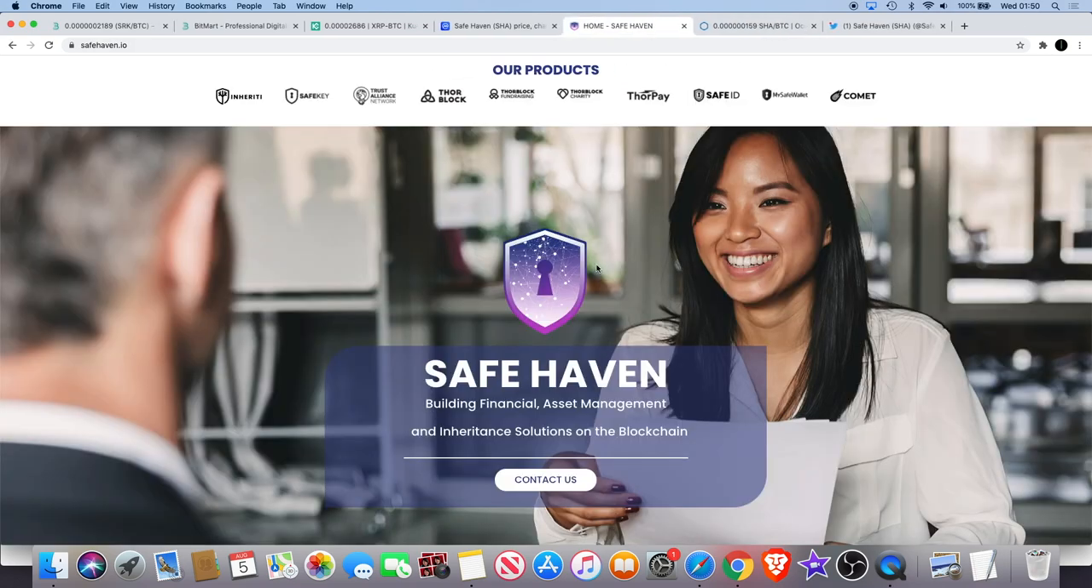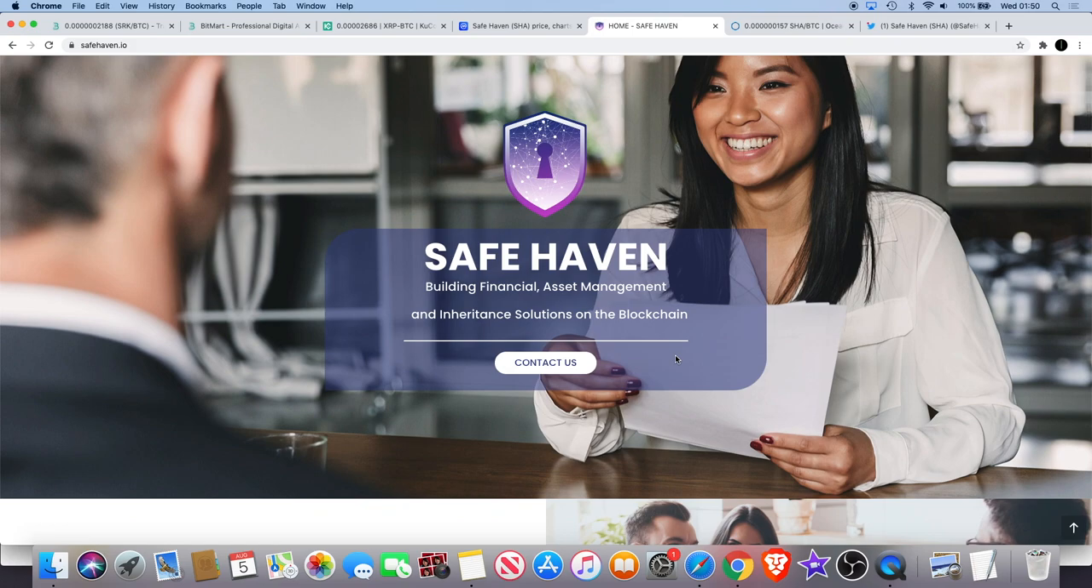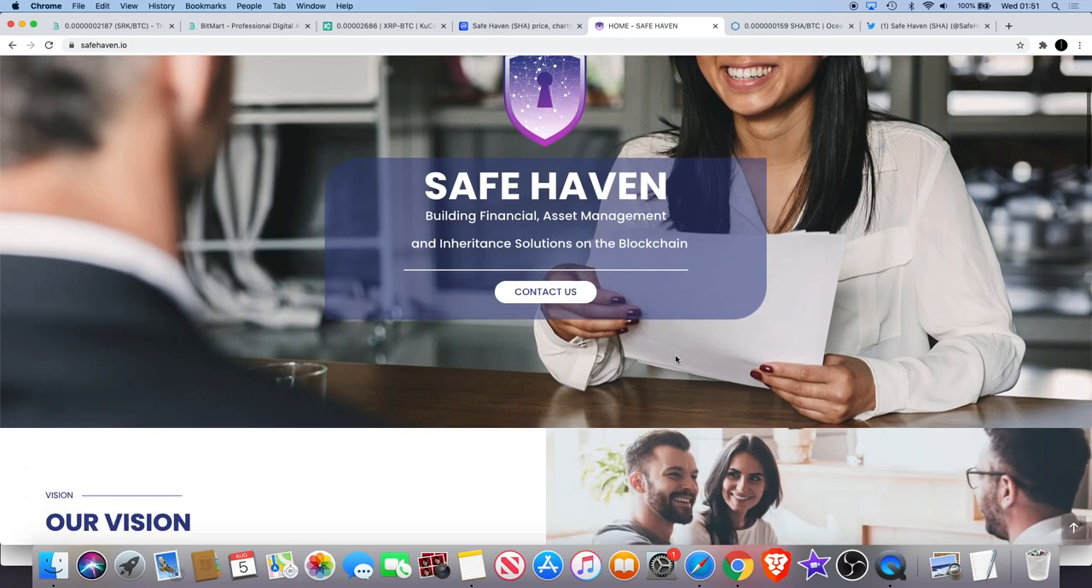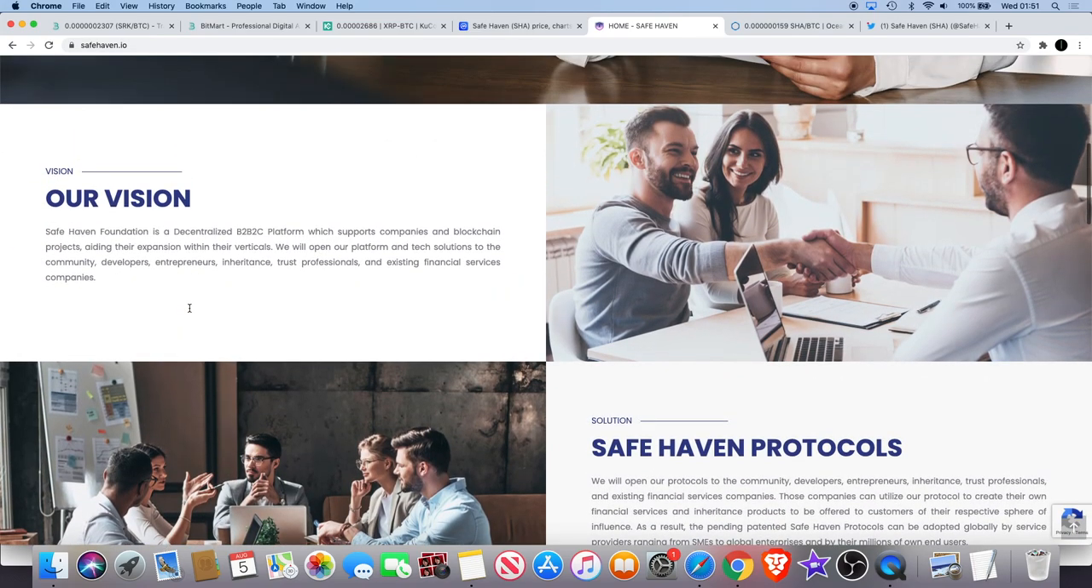But yeah, that's Safe Haven, building financial asset management and inheritance solutions on the blockchain. Now, a lot of people are always looking for different types of funds they can put their money into for retirement and all that sort of stuff, put something down for the family and whatnot. So this is just a solution for that.